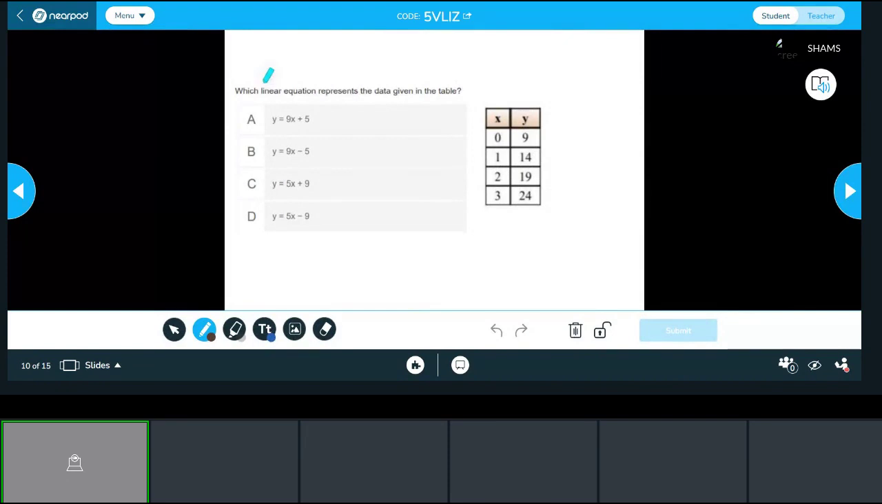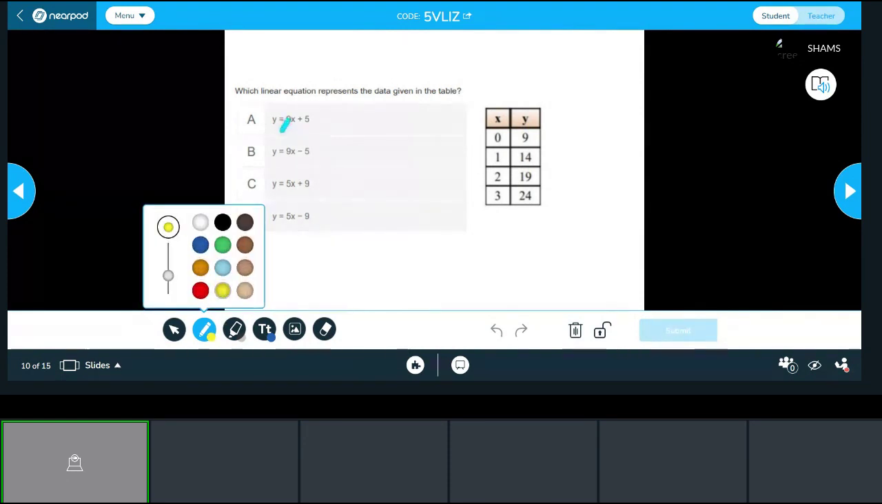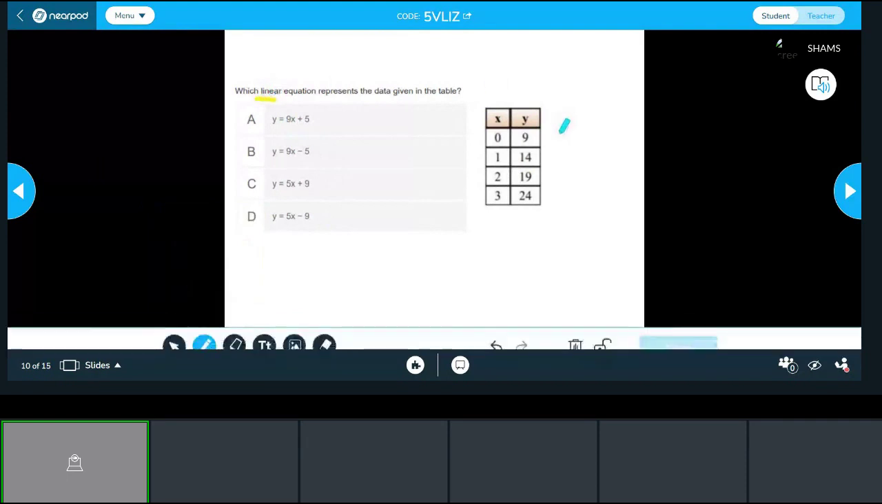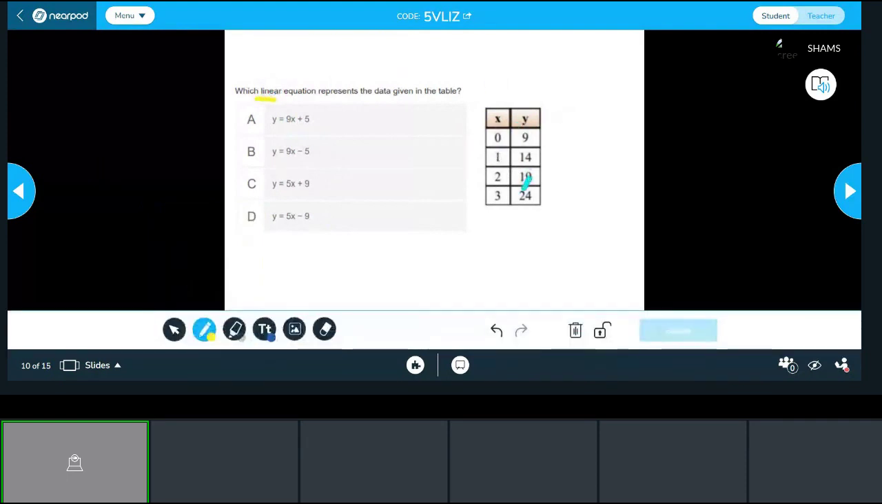Okay. Which linear equation represents the data in the table? A very similar question. I'm going to talk about the question a little. Here you see the word linear and it has the word line. Remember, if you try to graph these points, they will create a straight line. That's why it is called a linear equation.